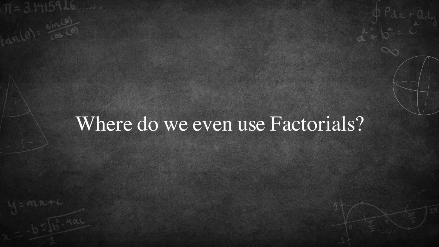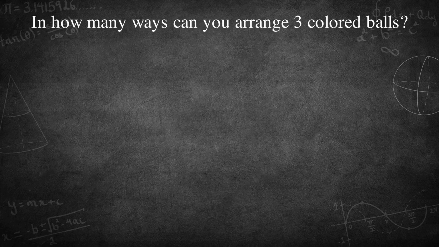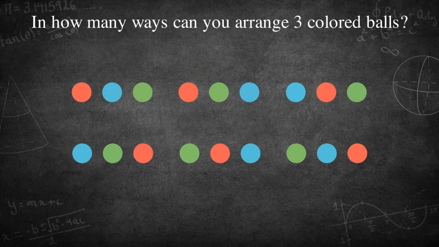But where do we use factorials? Let's take a simple example. Arranging 3 colored balls, a red ball, a blue ball, and a green ball. How many different ways can we arrange them? We can list them manually, and it turns out there are 6 different ways. But what if you had 10 balls, or 100? Manually listing them would take forever.